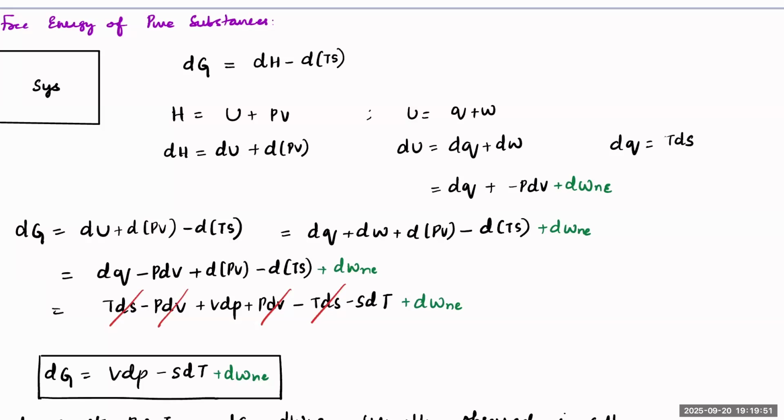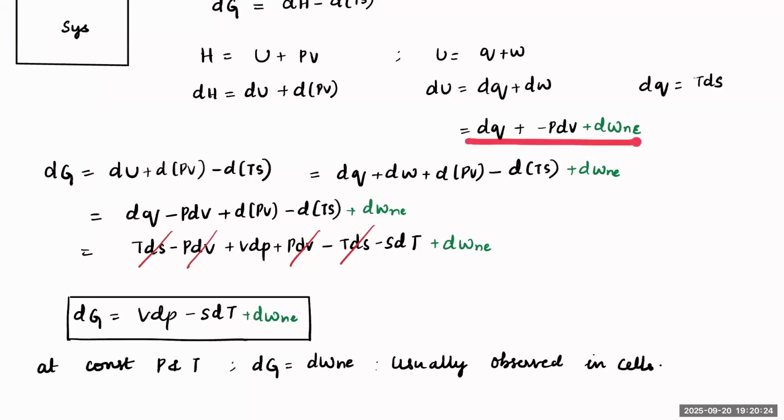But is it necessary that expansion is always the only way work can be done? Not necessary. Pure substances can also have work done without any expansion. That means you can have two kinds of work done. One is expansion work done. The other one is non-expansion work done. So when I write dW, I can write it as minus PdV, which accounts for expansion work done, plus dW_NE. NE means non-expansion work done.